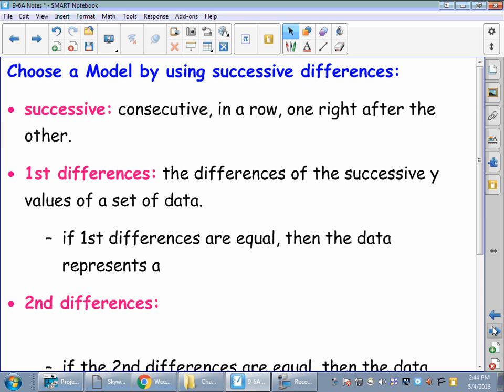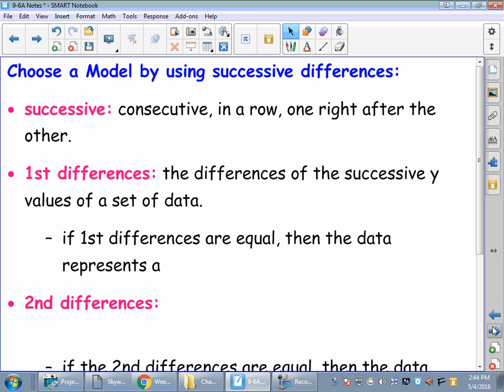And the first difference is just that. You're going to take the differences of the y values. We're going to subtract the y values of the data, one from the other. They're right next to each other. And we're going to do that through the whole table of values.